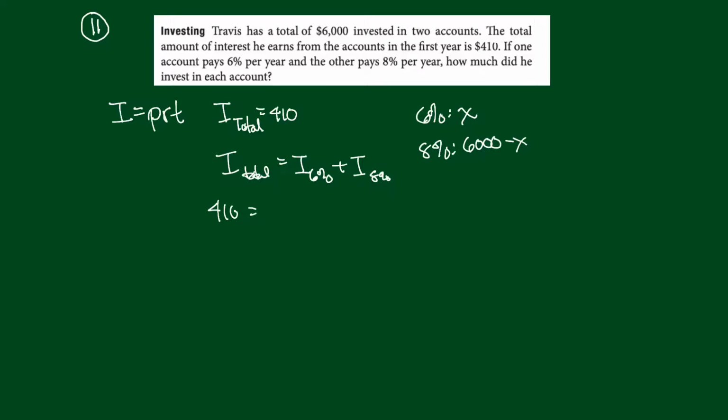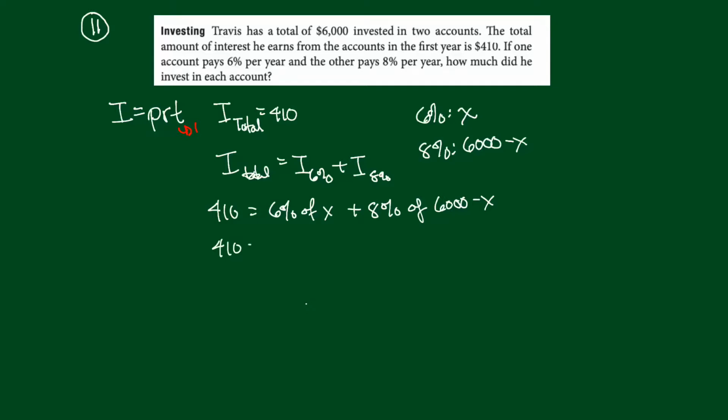So now I can get these two interests. So how much interest do we get at 6%? So I come back up here. The interest is the principal times the rate times the time. Now this is for 1 year. We're just doing this in the first year. So in this case, T is just 1. So the 6% is going to be 6% of X number of dollars plus, and then at 8%, we'll get 8% of the 6,000 minus X dollars.